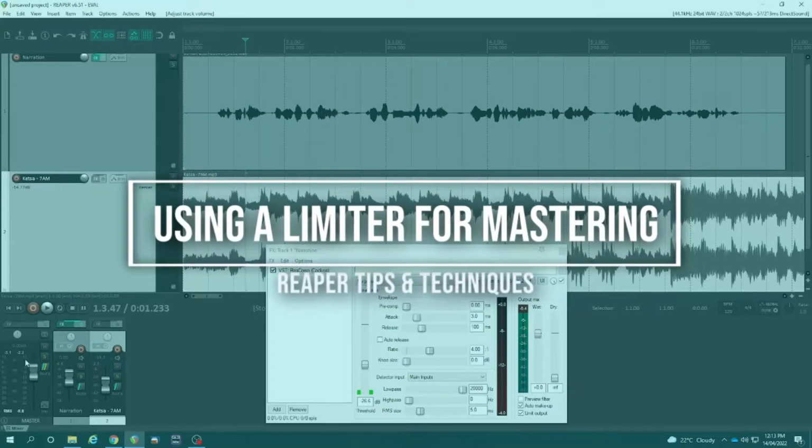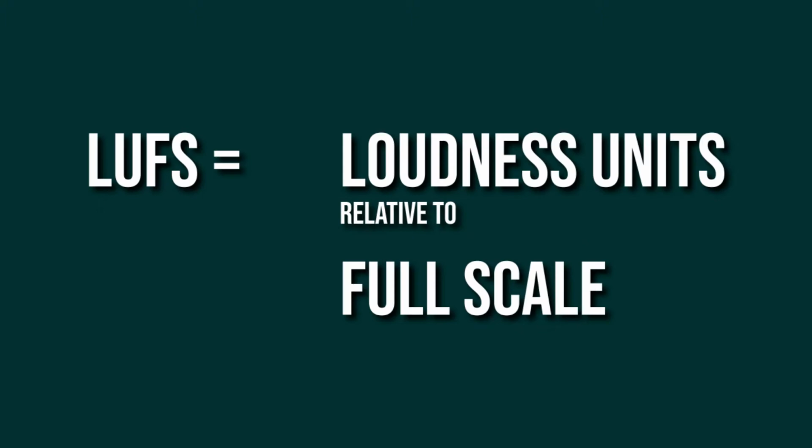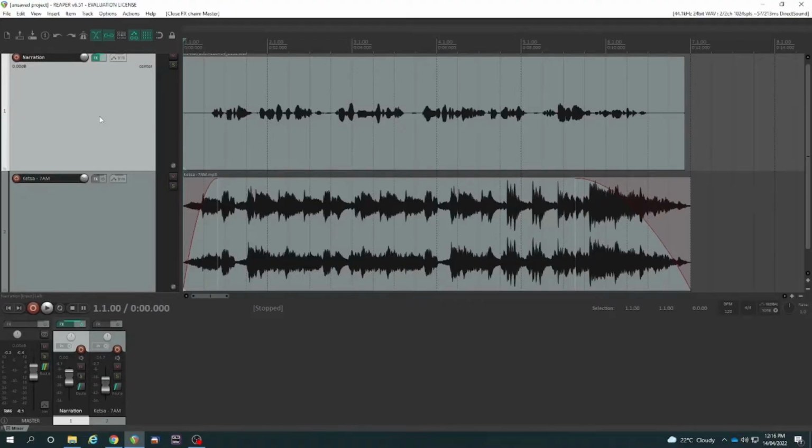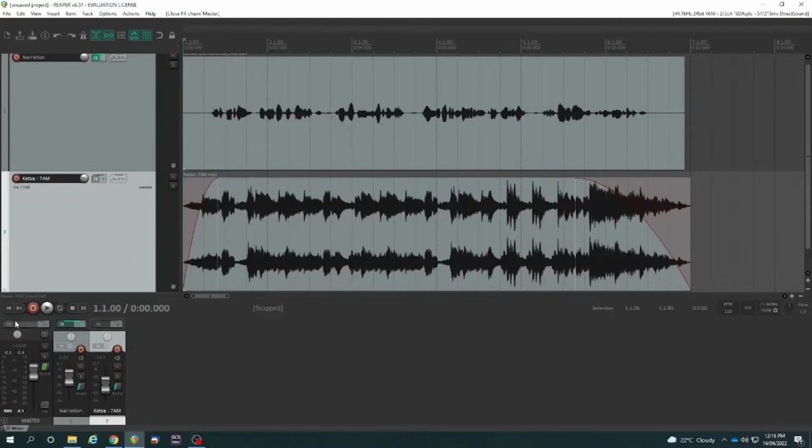I just want to show you how to use a limiter on the master bus to confirm that the output is around about minus 15 LUFS, loudness units full scale. Here I have a project with a voice track and some audio I've just brought in, and I would like to just ensure that it's going to come out at a good volume.